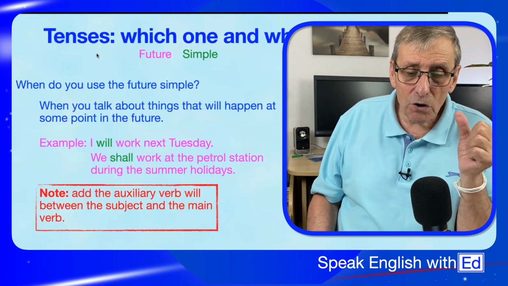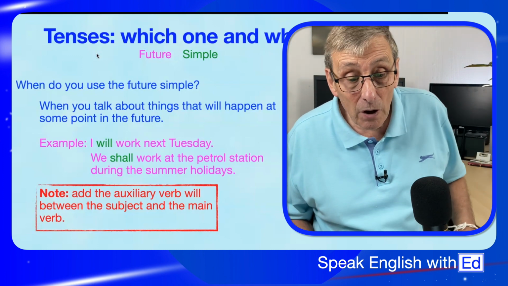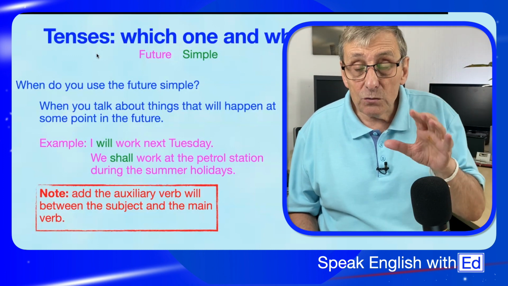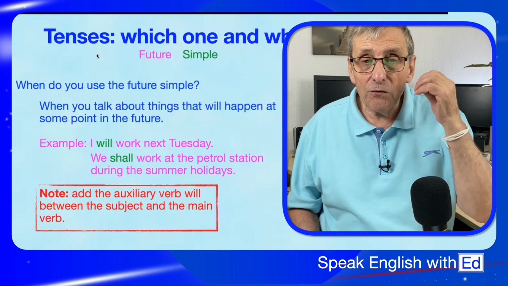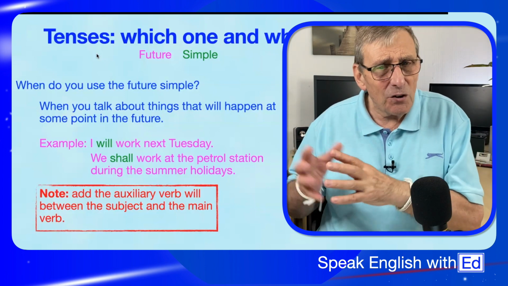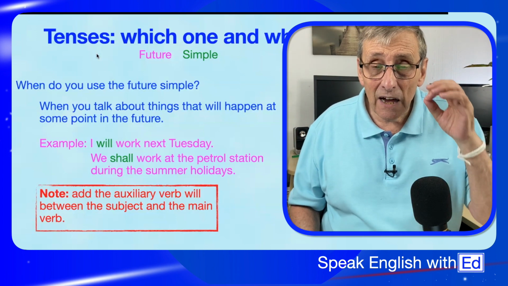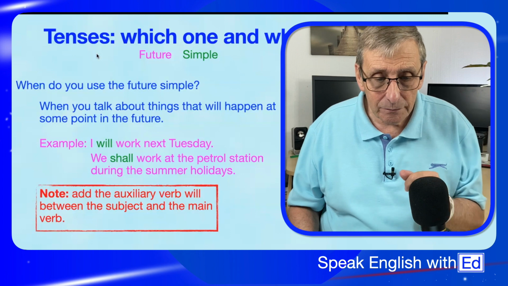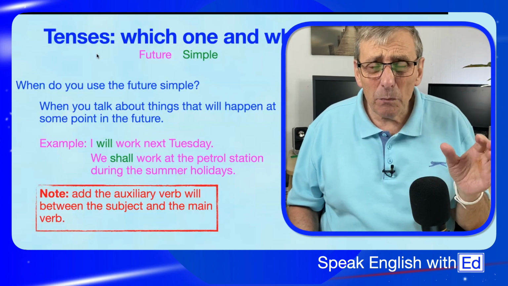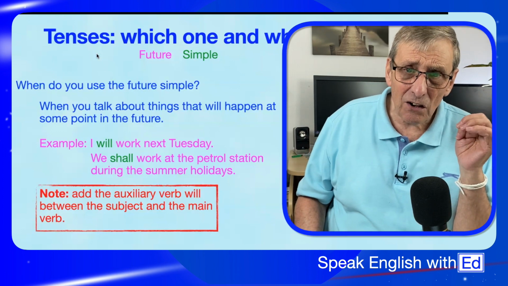So, we shall work at the petrol station during the summer holidays. Now, we can use shall or will when we're talking about the first person. If we're talking about second and third persons, we just use will. But I and we are first person pronouns. This only applies to England, I think. I don't think the Americans use shall at all.